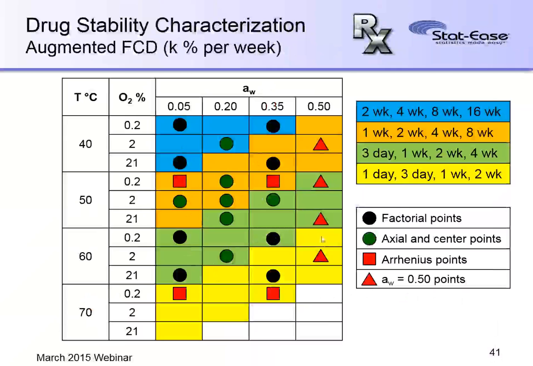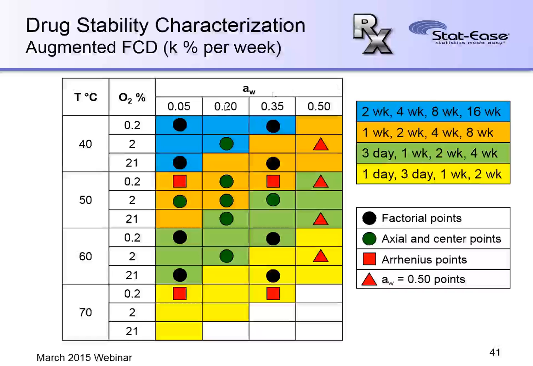The triangles here are the points that help us establish the predictive ability of the model beyond the original design space. And the squares here are used to evaluate the Arrhenius relationship. That is, is drug degradation actually proportional to the inverse of temperature? Now, remember, what we're doing is measuring a rate. We're not measuring the amount. We have to actually measure a rate. So when we have our drugs set up under these conditions here, we need to somehow actually see its rate. For example, how much does it degrade each week, or how much does it degrade each day? So what you'll see are these colored boxes here.